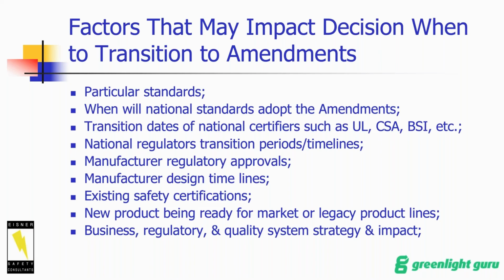Manufacturers' regulatory approvals, that's sort of up to you what your time cycles are on that. Design timelines, that's again up to your timelines. I've never seen anything shorter than 6 months, and that's really short. Usually it's a year, year and a half, 2-3 years, depending on your product and your design cycles. Your safety certifications, again, it sort of depends on your cycles and times and what relationships you have with your certifiers. New products being ready for market, legacy product lines, and these are only some of the things that are going to impact you. There's other things. I didn't list everything. What are your business, regulatory, quality system strategies and impacts? And there's a lot of things below that that you need to think about too, obviously.